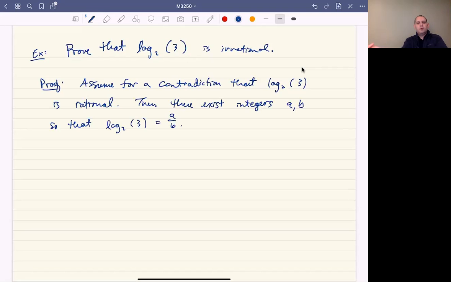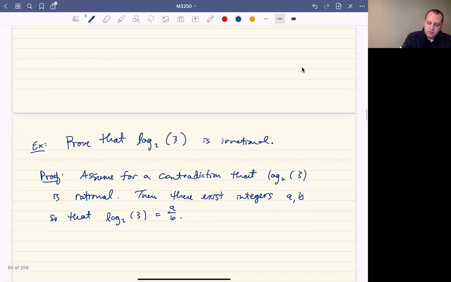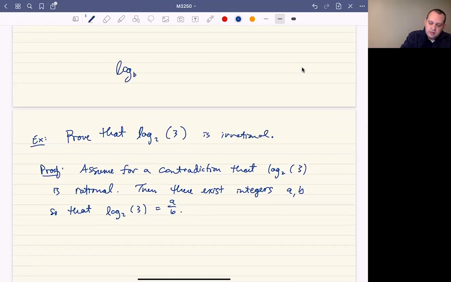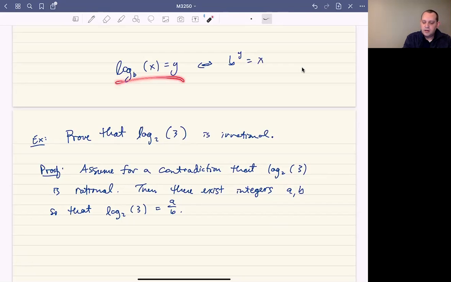And then I just want to remember what log base 2 of 3 is. Notice that 2 and 3 are both positive numbers. And just in general, I think this is worth writing down. If I have log base b of x equals y, that's by definition of what a log is, saying that b to the y equals x. In other words, y, being this log, is exactly the power that you have to raise b to get x. So that's what a log is.